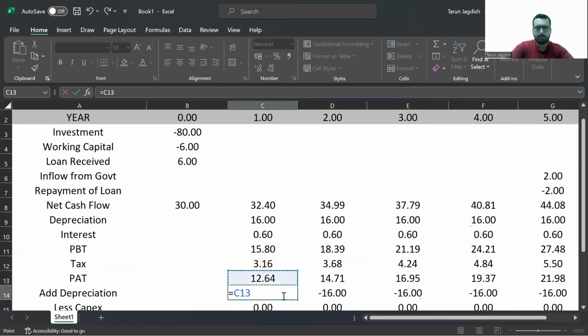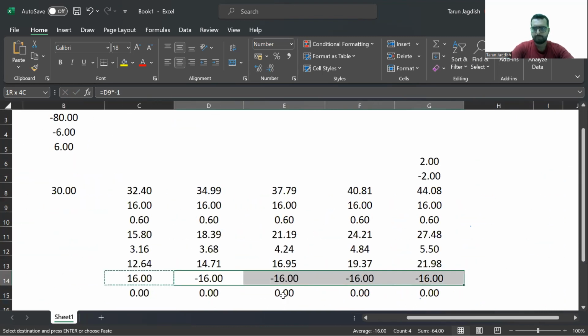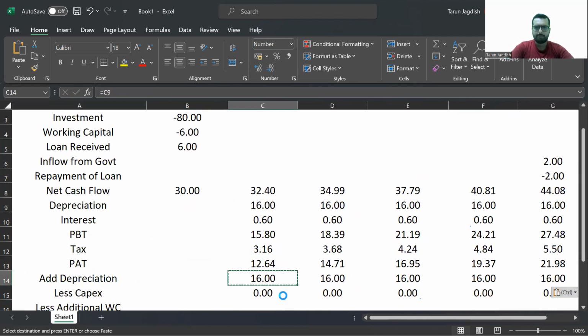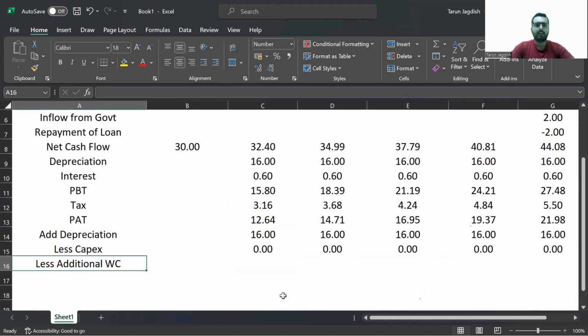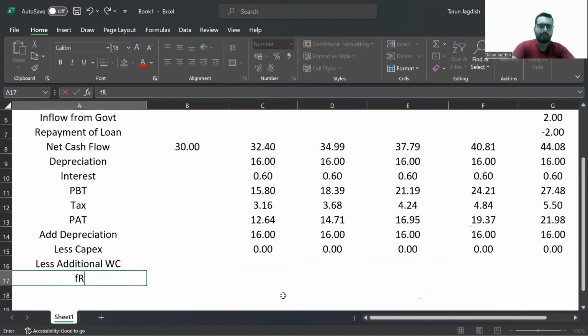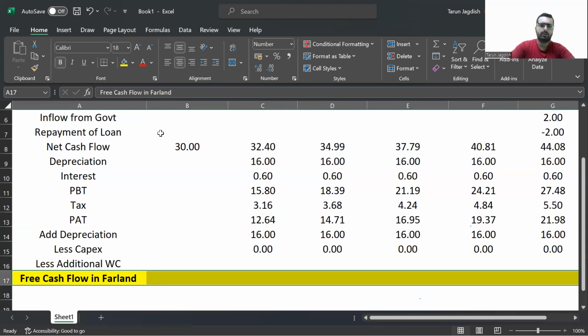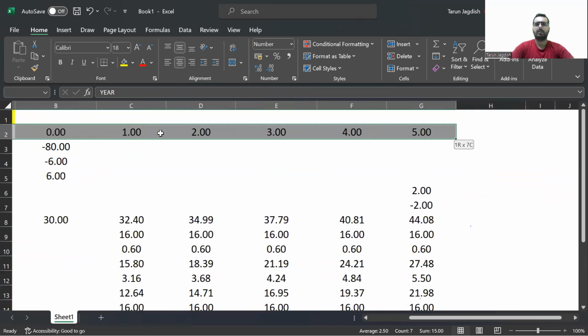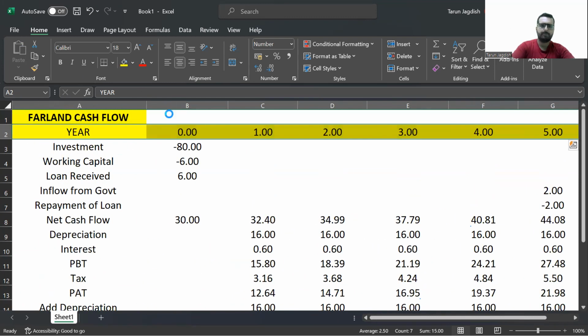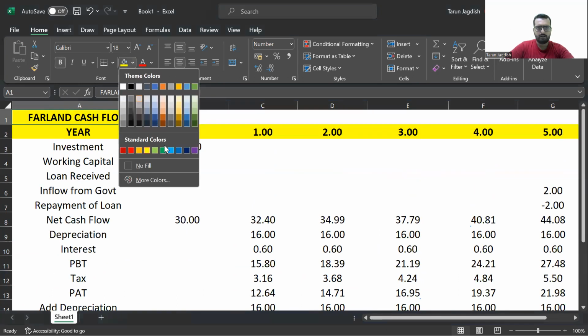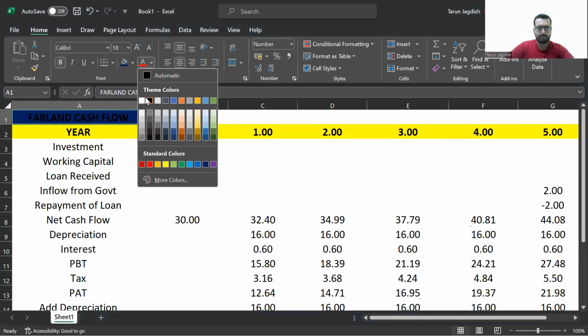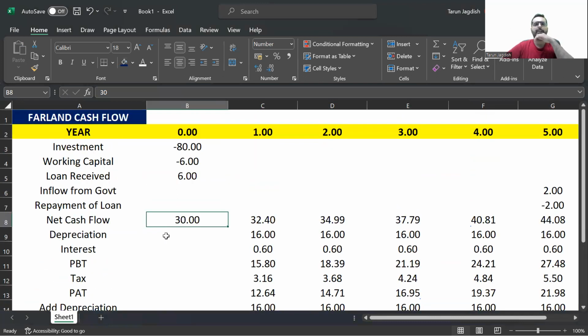Add depreciation will now be direct number. Less capex is not there. Working capital, we'll have to work it out. So I'll just keep it pending. So once I do this, I will get the free cash flow in which place? For land. Okay. I'll highlight this also in yellow so that we know that this is working note number 1. This also I'll make it yellow. Heading, I'll put it like this. Okay. So first working note is over.